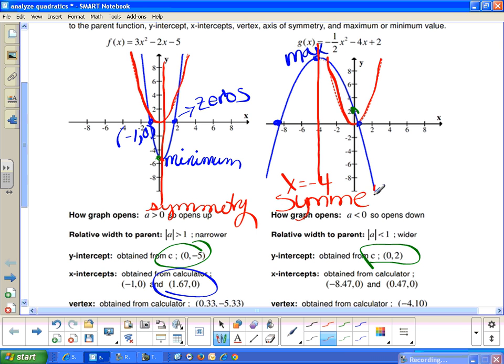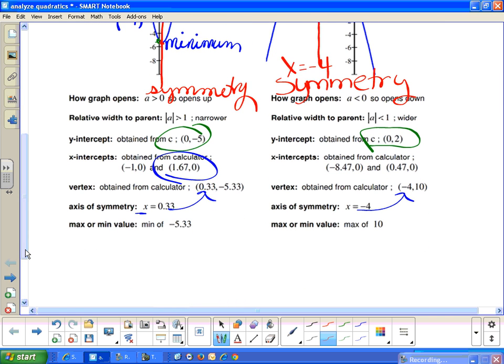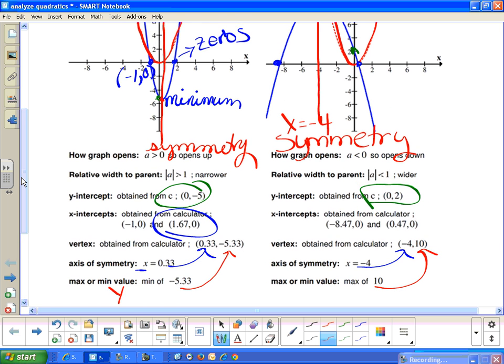What symmetry means is that's where we cut our parabola in half, where you can fold it in half on the other side. Your max or min value is going to be the y of your vertex. That one comes from y. This one is our y. It's either the lowest value of your vertex or it's the highest value of your vertex.